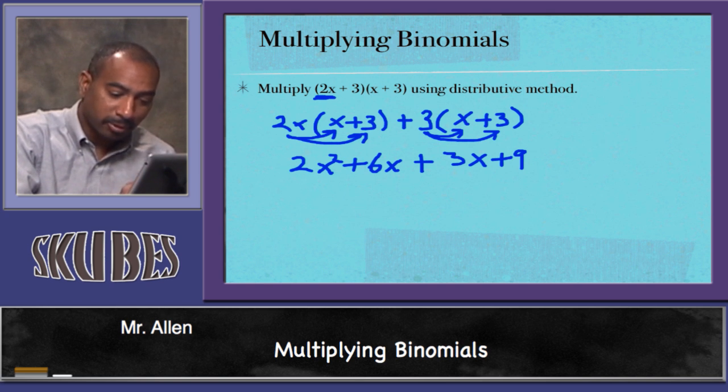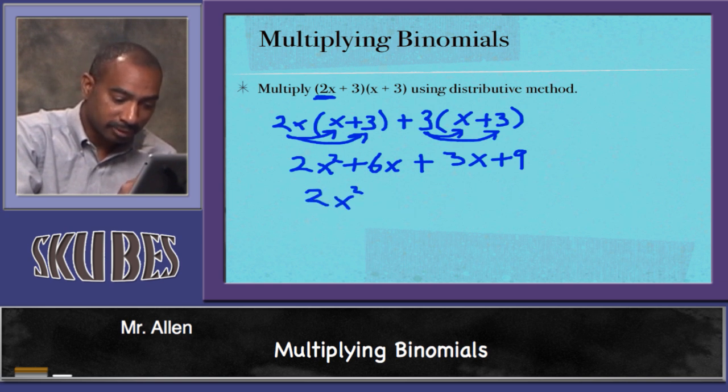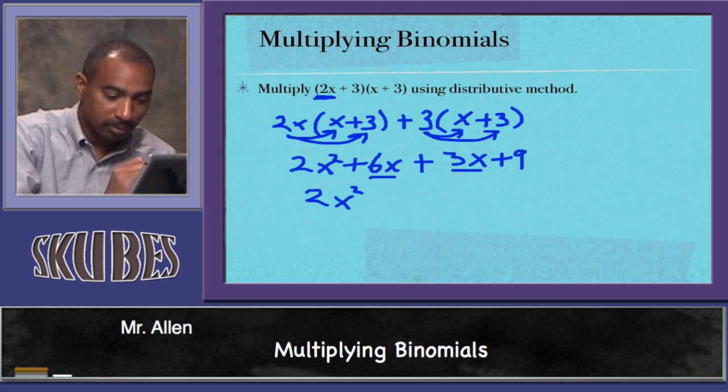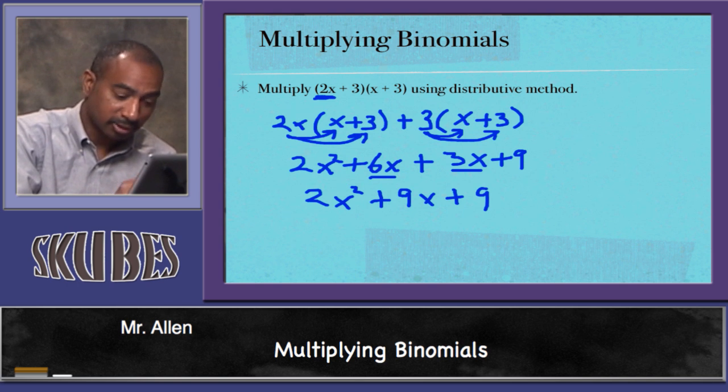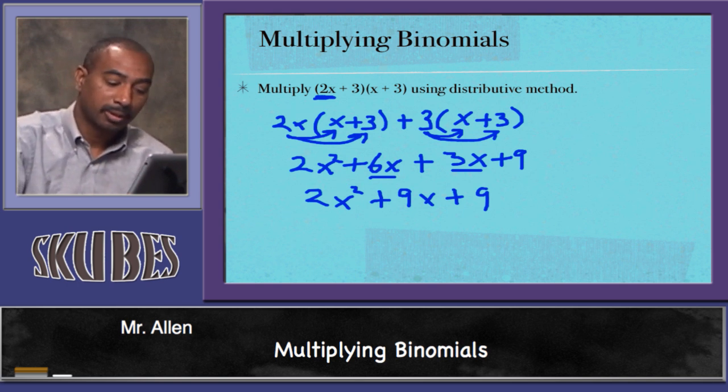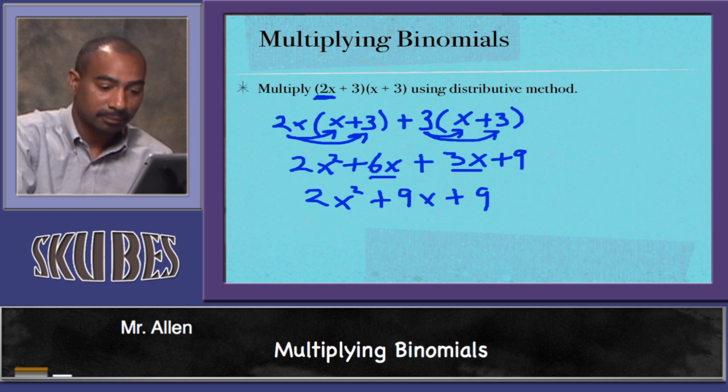2x squared, there's no other 2x squareds in the expression, so you leave that 2x squared. I have a 6x, I have a 3x, so I can combine those. 6 plus 3 is 9. Do not change the exponents, just 9x, not 9x squared, just 9x. One constant, so that's going to be 9. That's as far as you can go, because these are unlike terms. So you have 2x squared plus 9x plus 9 is the product.